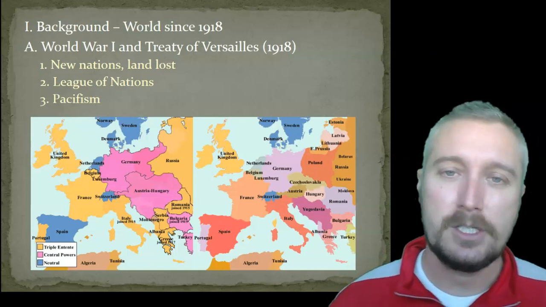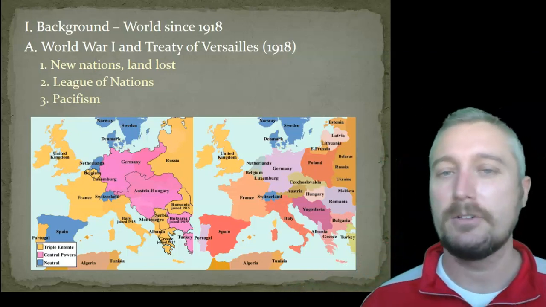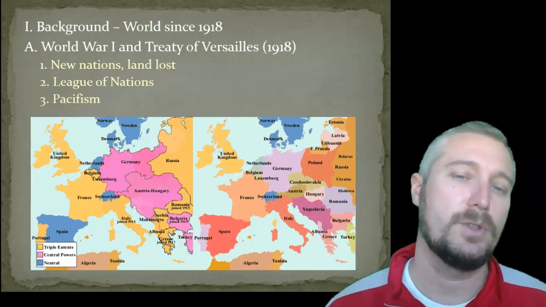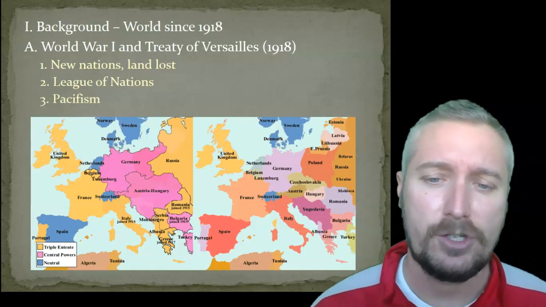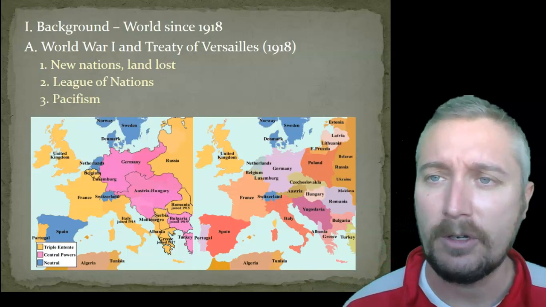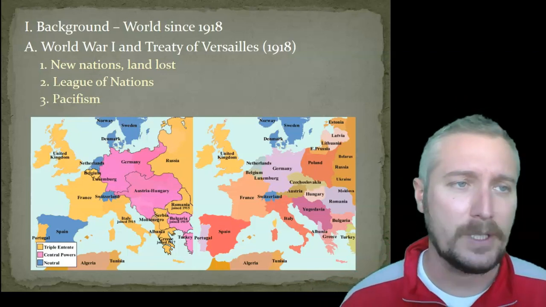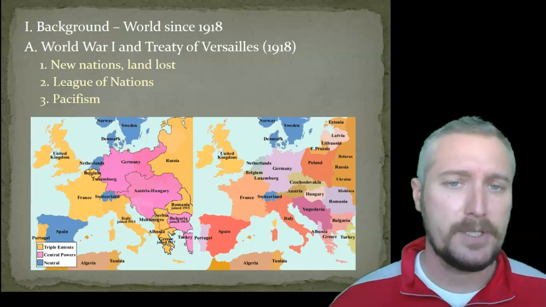So the reasons for World War II are rooted right here in 1918, and in particular with the Treaty of Versailles. Now, in our World War I unit, we highlighted quite a bit as to why the Treaty of Versailles was such a failure and the problems that it did create. We're going to briefly take a look at those right here.